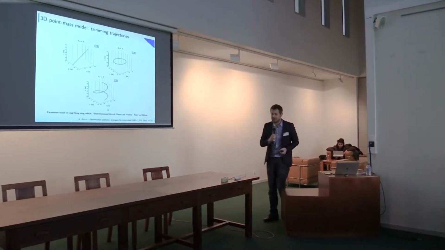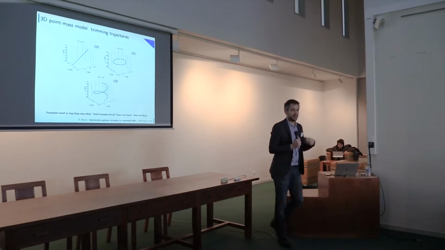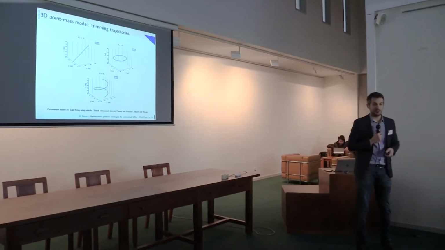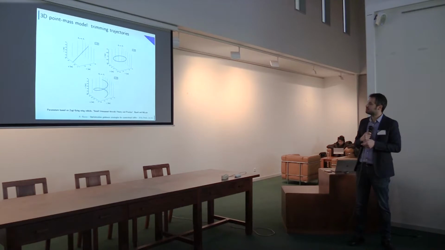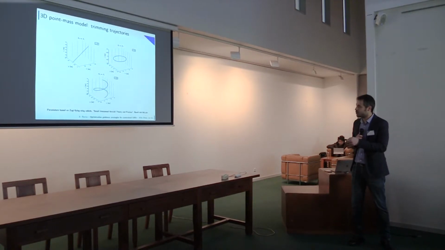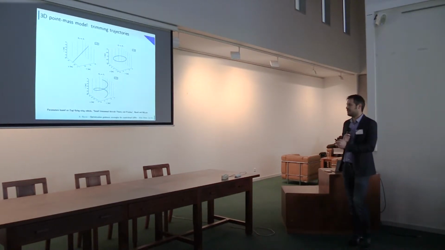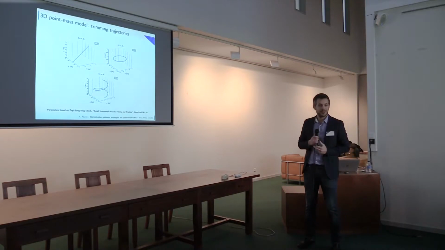And these are some trim trajectories of the 3D point mass model, which is increasing the altitude. This is the loiter, and this is the helicoidal maneuver of the UAV.